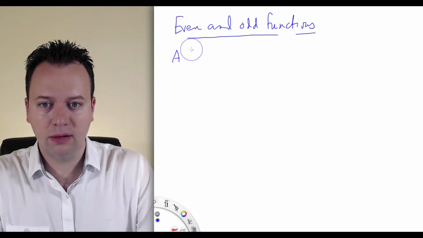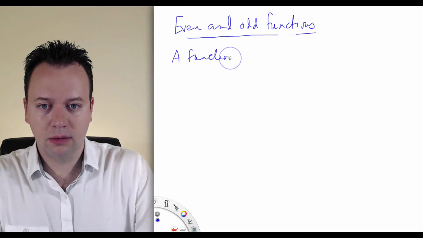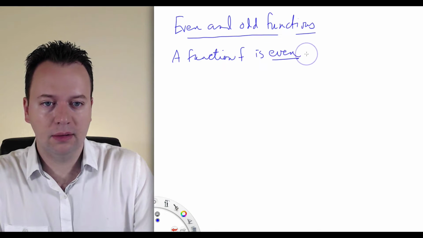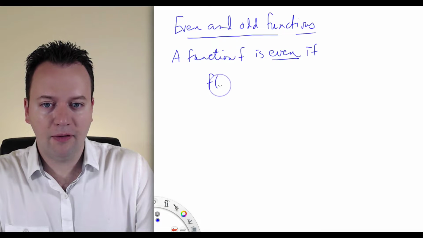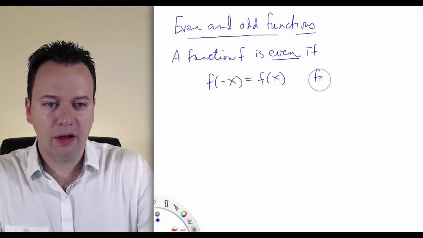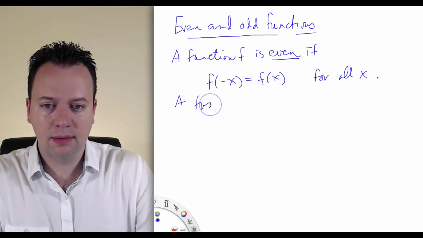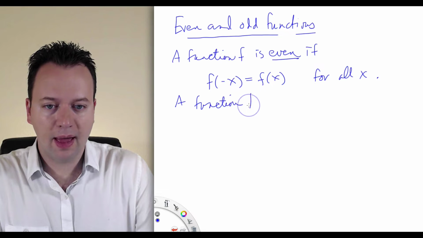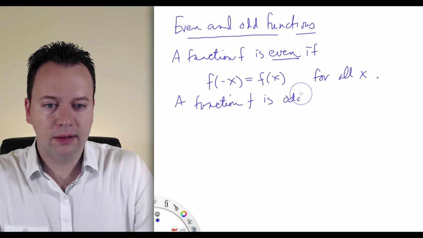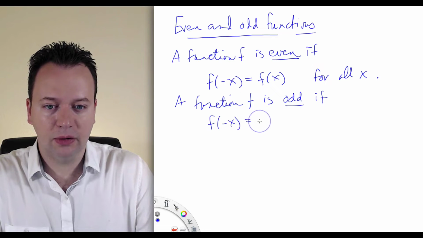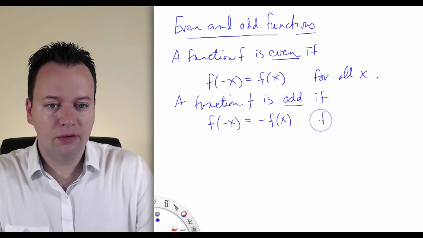A function f is even if f of minus x is equal to f of x for all x. And then a function f is odd if f of minus x is equal to minus f of x for all x.